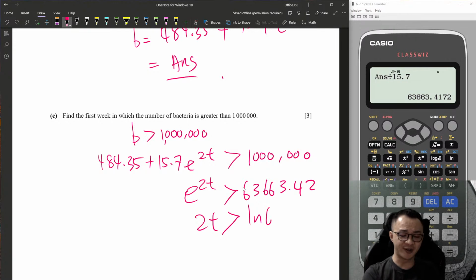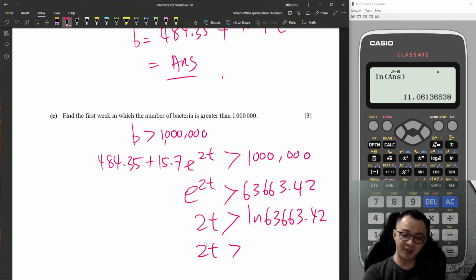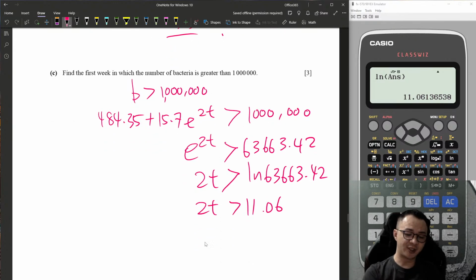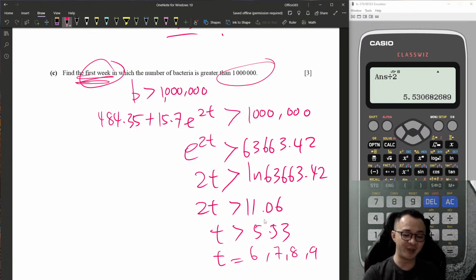I just ln both sides, right? ln of 63663.42, then I will ln the answer. So 2t must be bigger than 11.06. So t must be bigger than, divide by 2, 5.53. So if I want more than 1 million, I know t equals 6, 7, 8, 9, all these values are also more than 1 million. But the first week that is more than 1 million is 6. Okay, so the answer should be the 6th week.